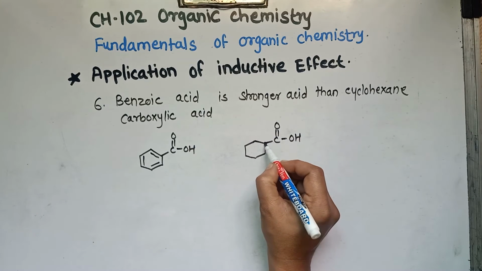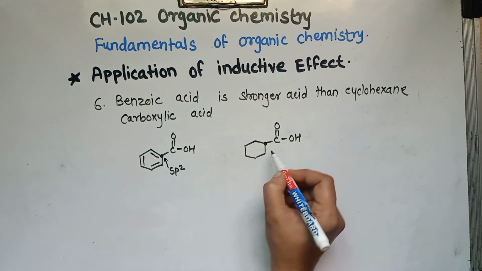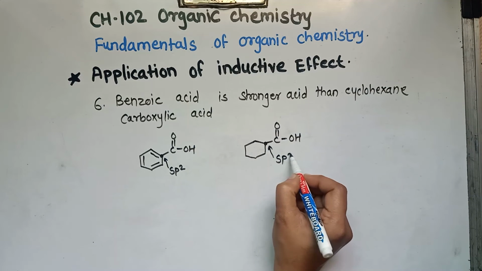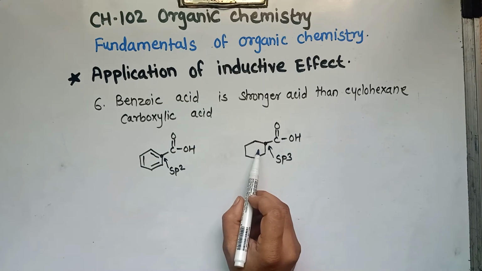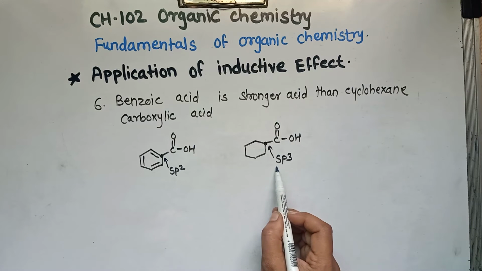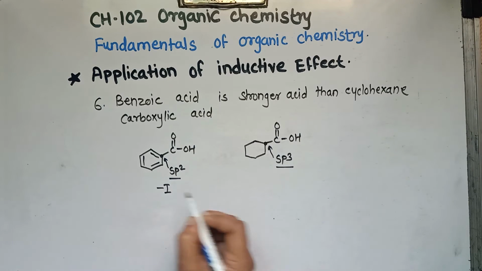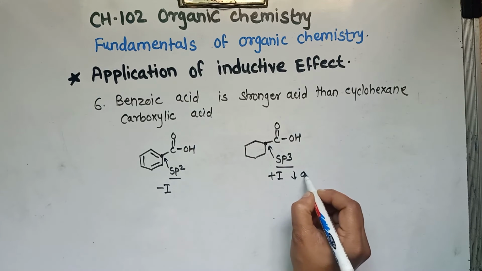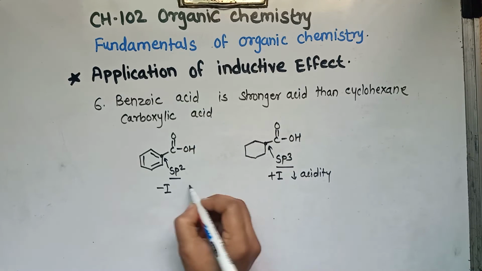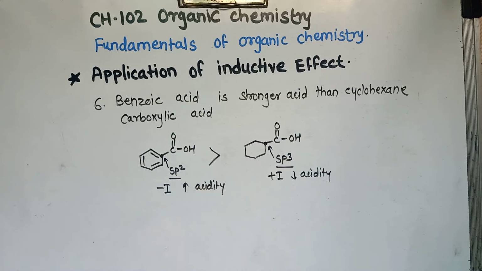In this case, this carbon atom is an sp2 hybridized carbon atom and this one is an sp3 hybridized carbon atom, because here a carbon-carbon double bond is present, while here there is no carbon-carbon double bond. So this shows the sp3 hybridization, it shows the sp2 hybridization. That's why it exerts a minus I effect and it shows the plus I effect, and we know that plus I effect decreases the acidity and minus I effect increases the acidity. Hence, benzoic acid is a stronger acid than cyclohexane carboxylic acid.